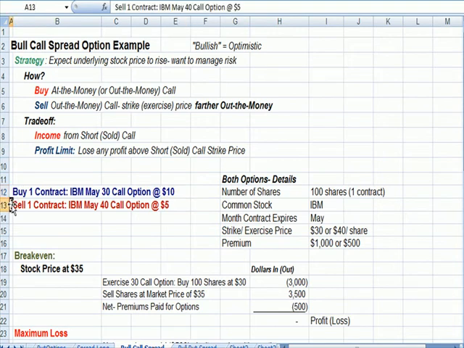We're going to sell the 40 call option. The right to buy the stock at 40 is less attractive than the right to buy it at 30, therefore it has a lower premium.